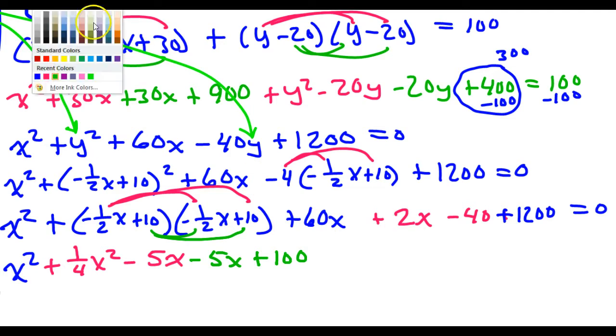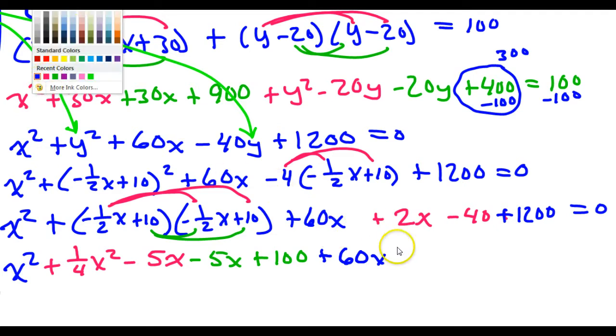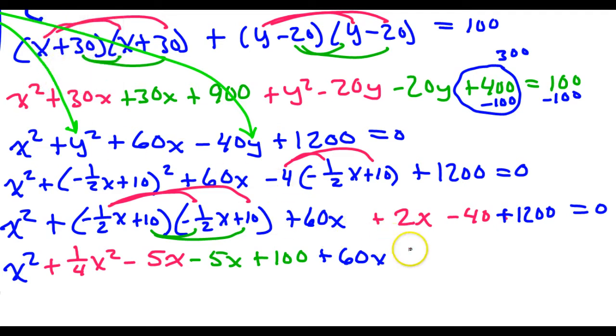Okay, so then I'll just bring down the rest of it. So I've got my plus 60x from right there. And I've got my plus 2x minus 40. You know what? I might as well put these together, shouldn't I? 1,200 minus 40. Let's just put that together. That'll make 1,160.